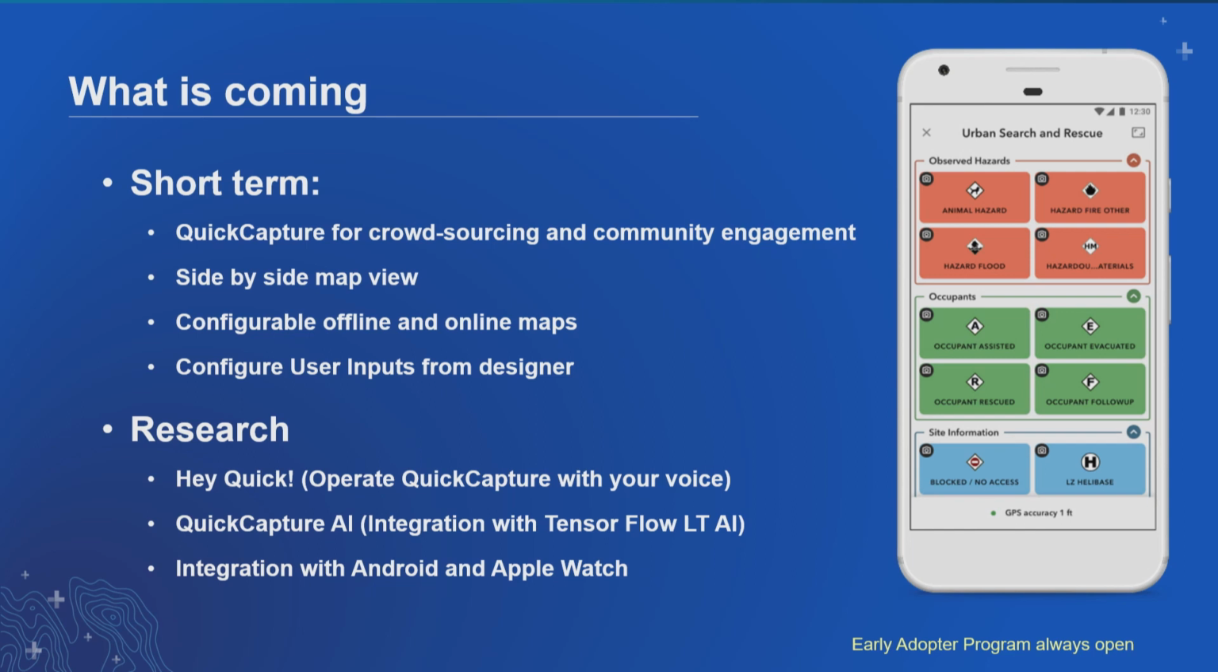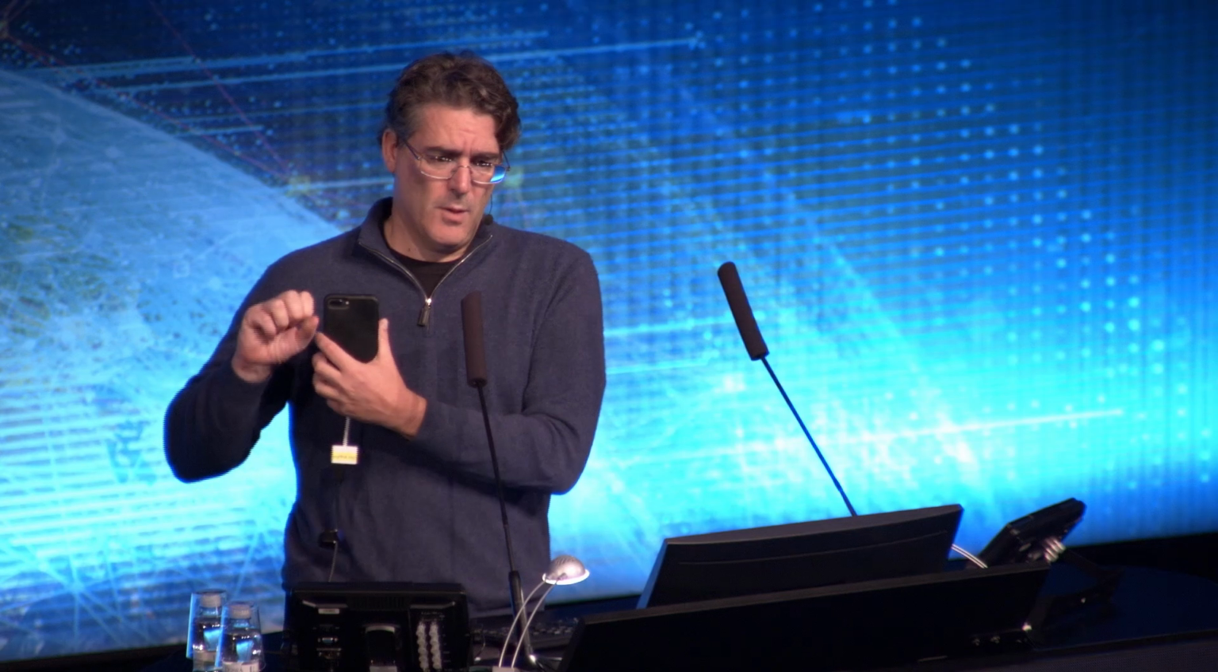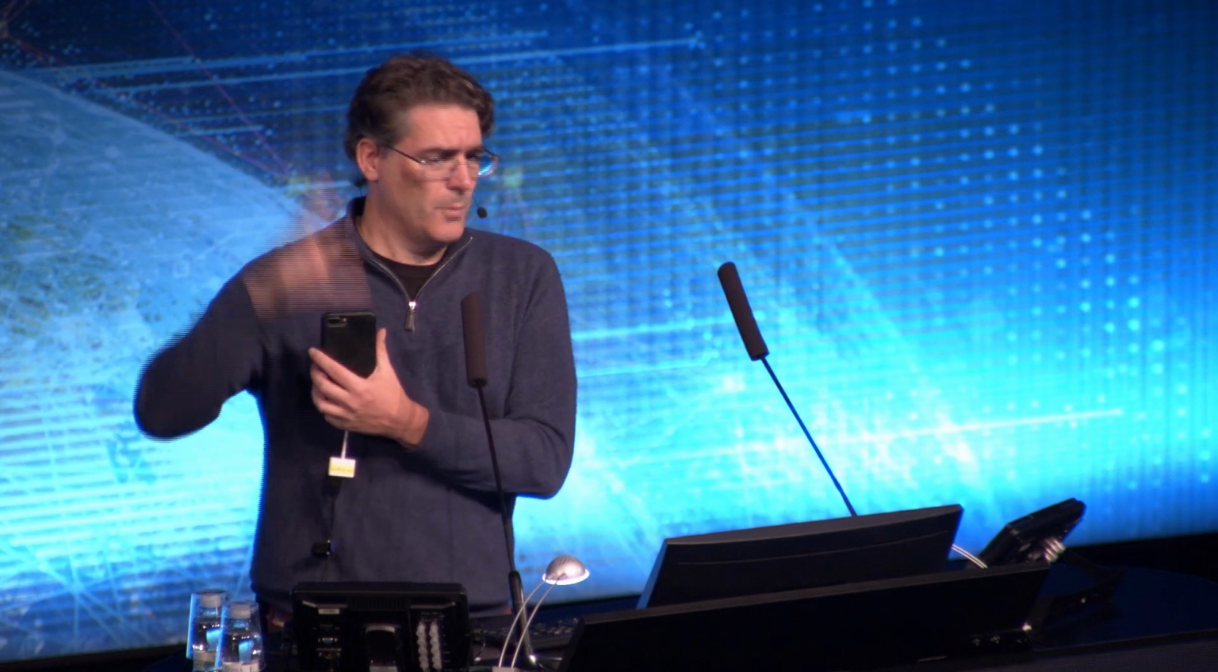And the other one is the QuickCapture AI. Yesterday in the plenary, you saw this kind of business where we can detect objects, right, from the camera. So the idea is you create an artificial intelligence model to detect the categories that show in your buttons. So then you sort of turn on autopilot, and then we turn on the camera with the AI model, and the moment we see an animal hazard, we will push that button.